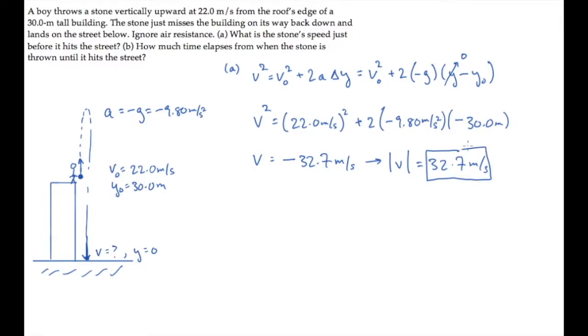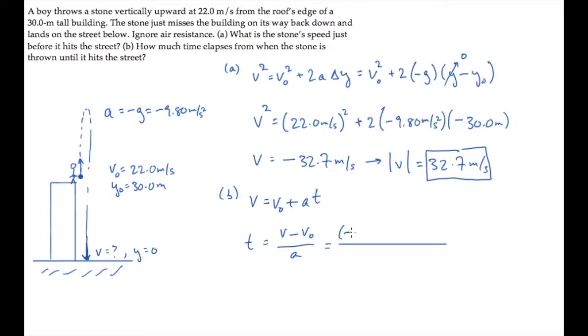Part B asks for the time that elapses from when the stone is thrown until it hits the street. And for that, we can use the time-dependent velocity equation shown here. Solve it for the time. It equals the final minus the initial velocities divided by the acceleration.